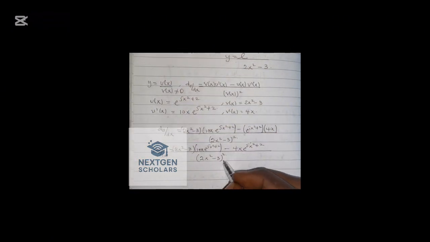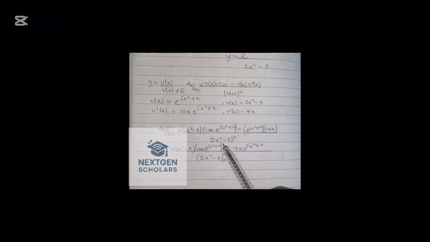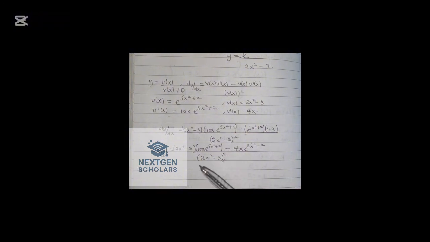So if you want, you can factor out e to the 5x squared plus 2 if you like, but if not, you can just simply stop here.